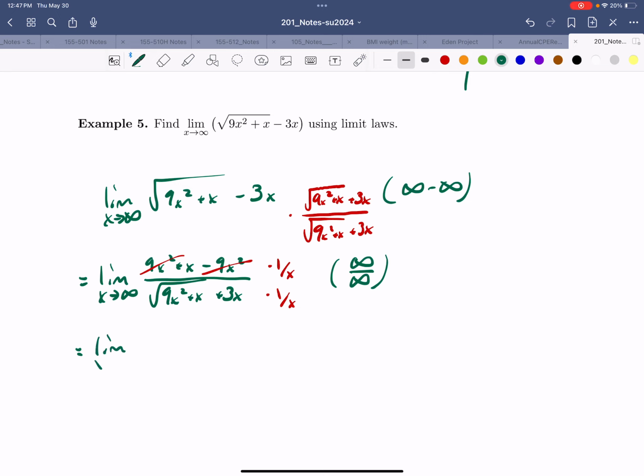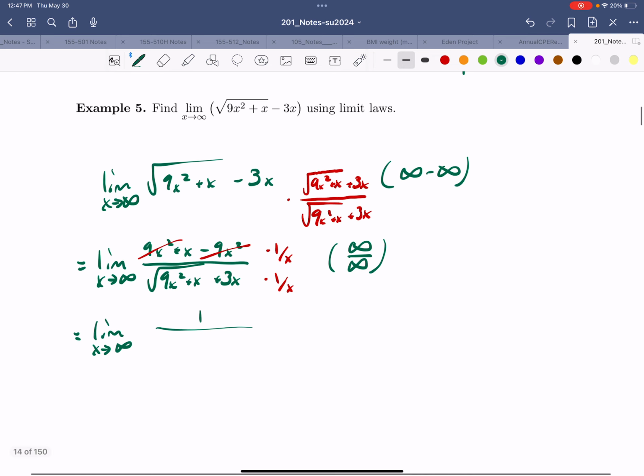So this will give us the limit as x approaches infinity of 1 over, now let's be a little careful here. I hope we see that the plus 3x is going to turn into a plus 3 when we divide by x.